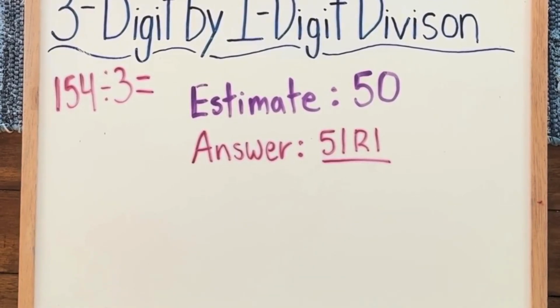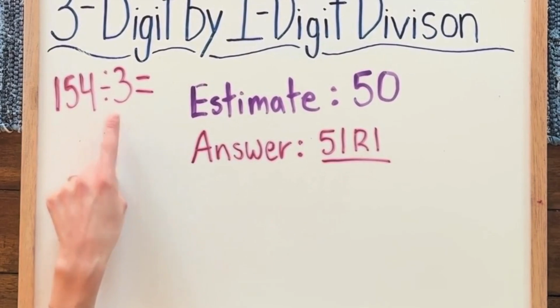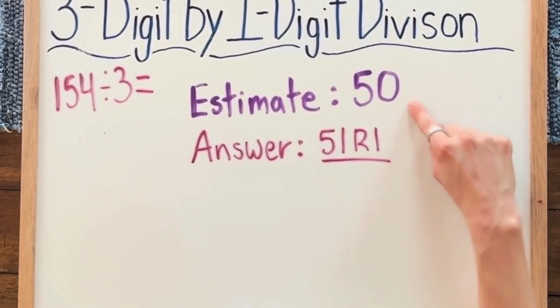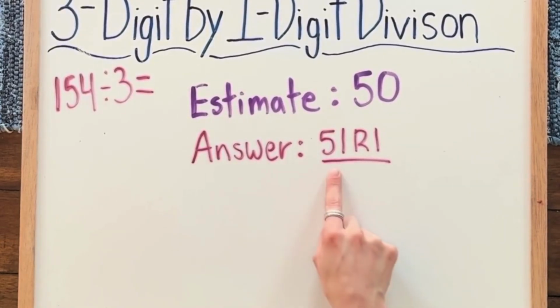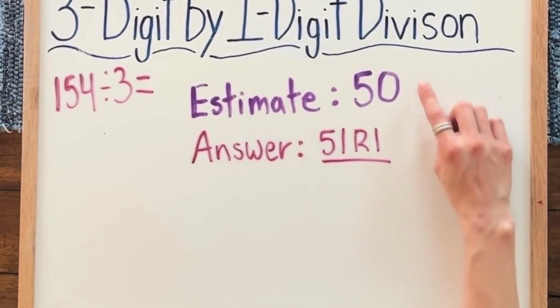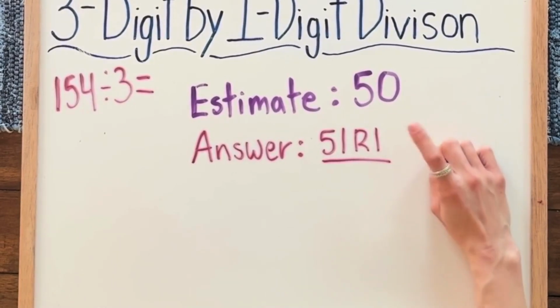Now we are going to look at my estimate and the answer for the problem 154 divided by 3. When we did the estimate using the compatible numbers strategy, it gave us a rough estimate of 50, when our actual answer was 51 with a remainder of 1. You can see that our estimation strategy got us very close to the answer.